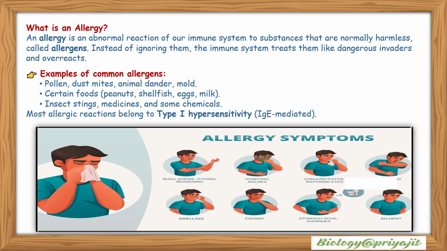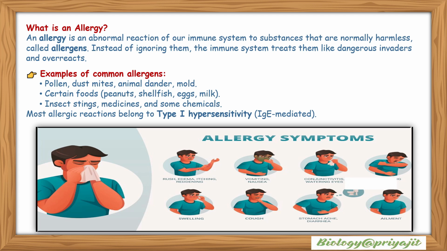My dear students, an allergy is an abnormal reaction of our immune system to substances that are normally harmless, called allergens. Instead of ignoring them, the immune system treats them like dangerous invaders and overreacts against them. Examples of common allergens: pollen, dust mites, animal dander, mold, etc. Certain foods like peanuts, shellfish, eggs, milk, etc. Insect stings, medicines, and some other chemicals.